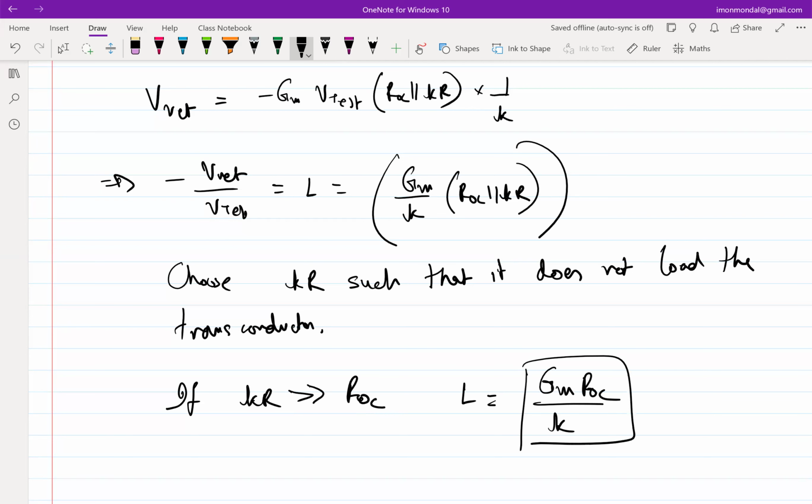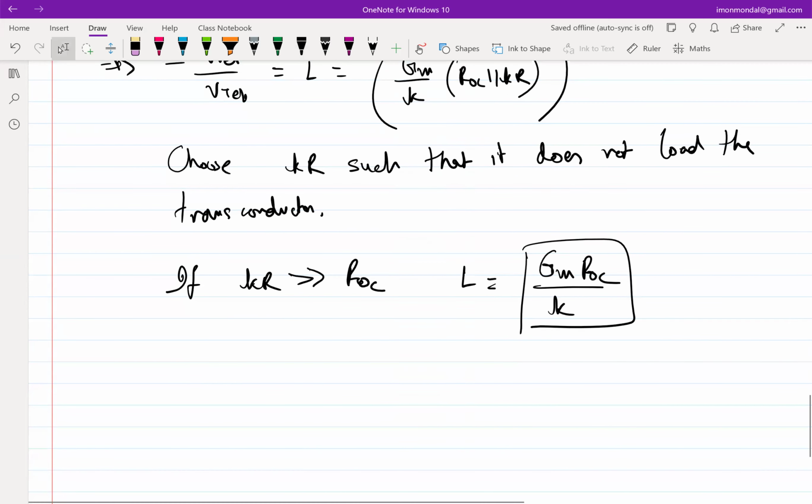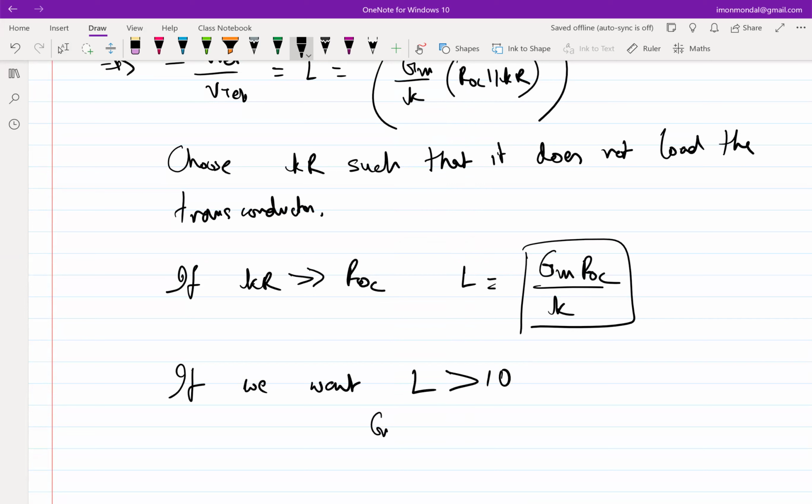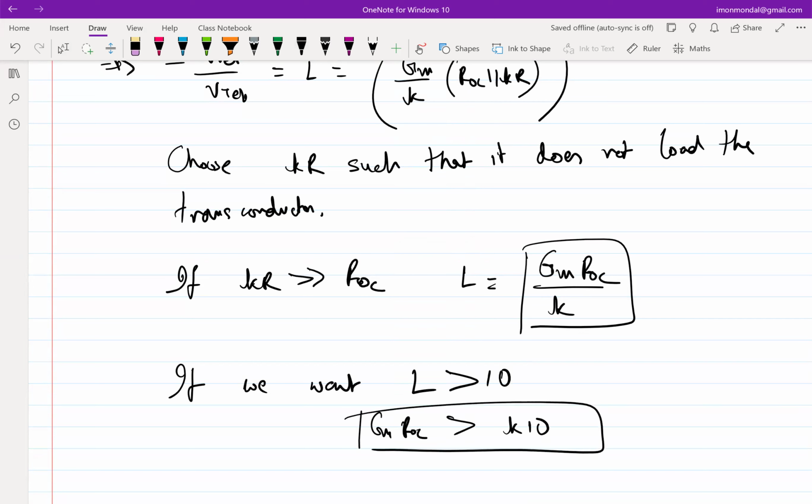Okay. So let's say you want this structure to work properly and you are targeting a loop gain of 10 and you want K to be, let's say, 5, right? So then you have to target a loop gain, which is, oh, okay, let me rephrase. So let's say if we want L to be greater than 10, say, then GM times ROC, that is the gain of that diff amp, should be greater than K times 10. 10K.